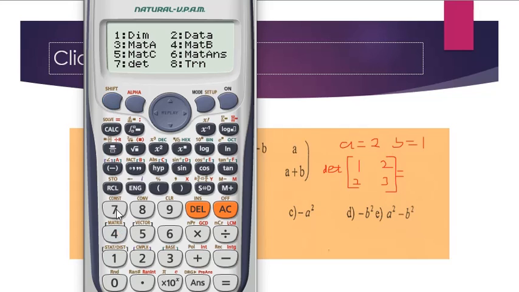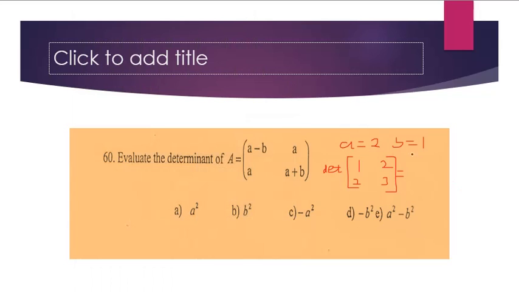So the determinant of matrix A is minus 1. When you solve this manually, you also end up with minus 1. So that's the determinant of A, it's minus 1. Now let's check which of these answers will give us minus 1.